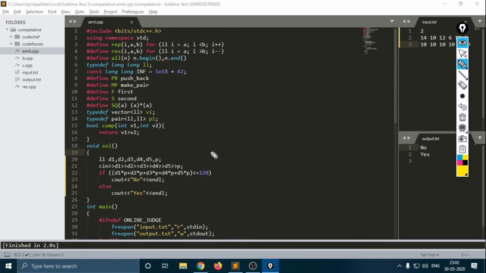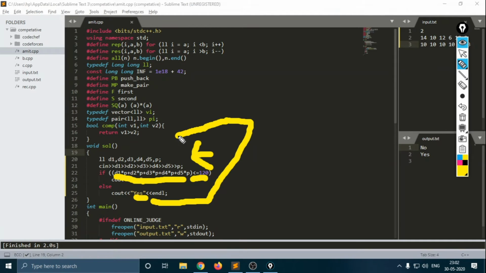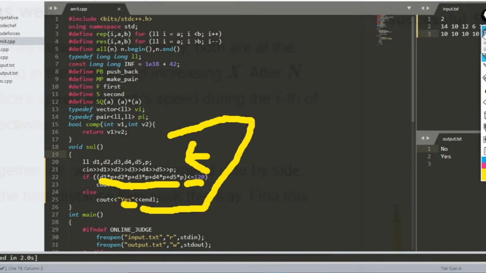So the code is very simple. Here I have taken the inputs. Now here I have calculated the values of all this. If it is less than or equal to 120, then I have printed no, else I have printed yes. So this is a small solution for question number 1.